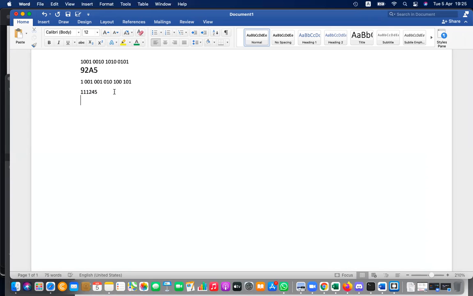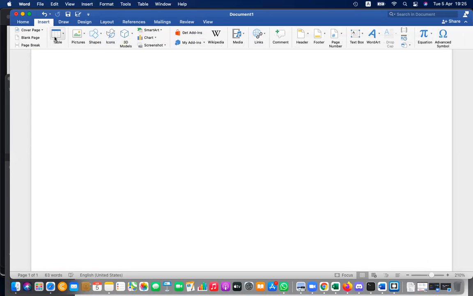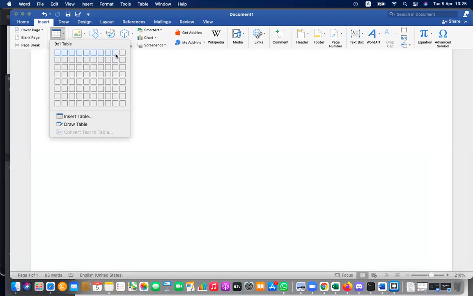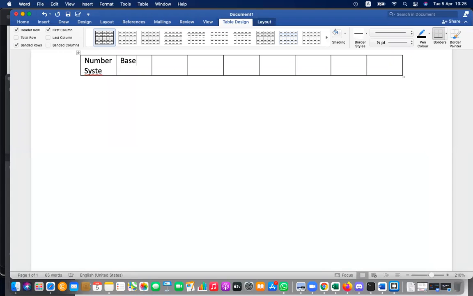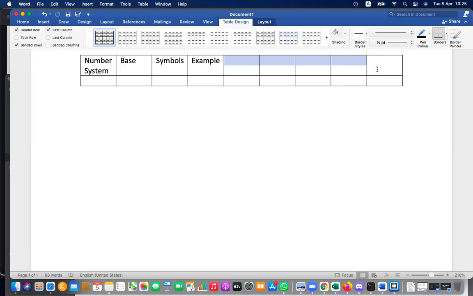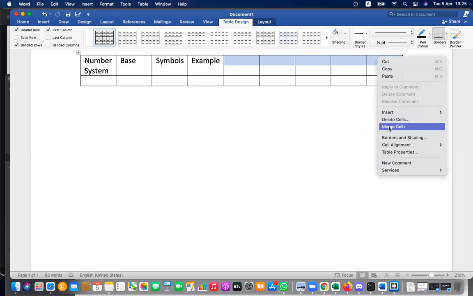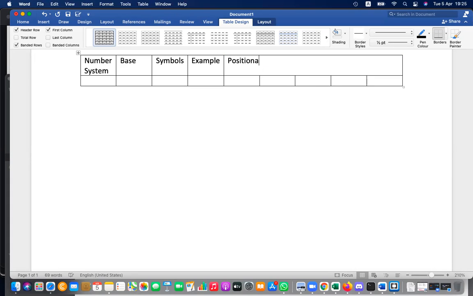Okay, then let's fill this table quickly. I need you to fill this table. It has the number system, then the base, then I need symbols. After the symbols, I need an example. Then I need positional values. Actually, the positional values should be given for, let's say, the first 5 positions.